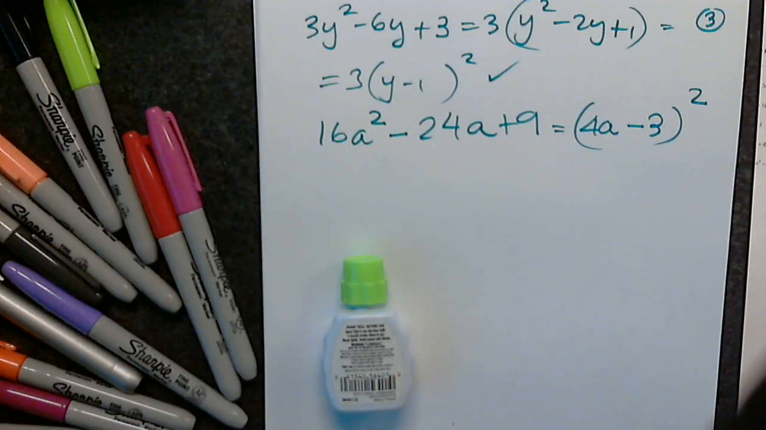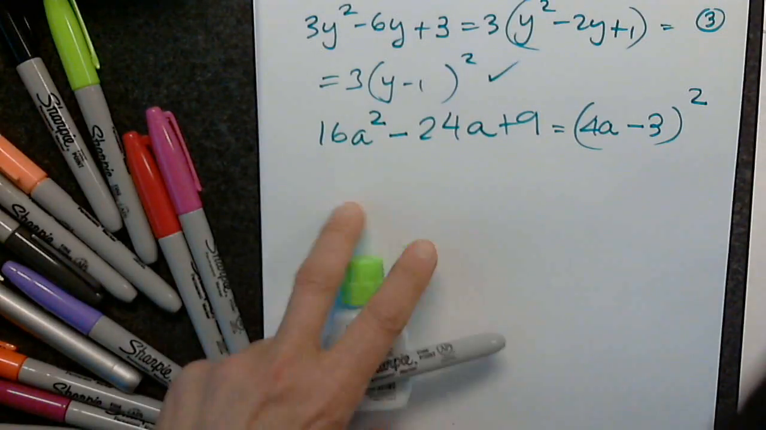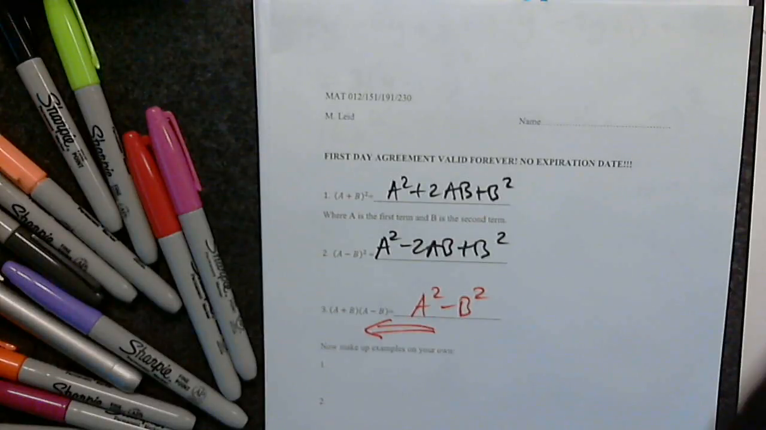That's why this is so important. Let's do it again. First term plus the second term, everything squared, is the first term squared plus 2 times the first times the second, plus the second term squared.